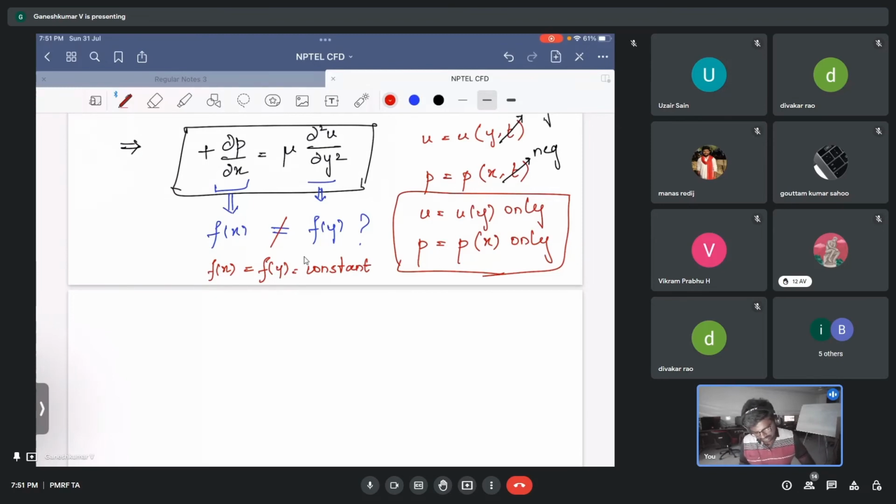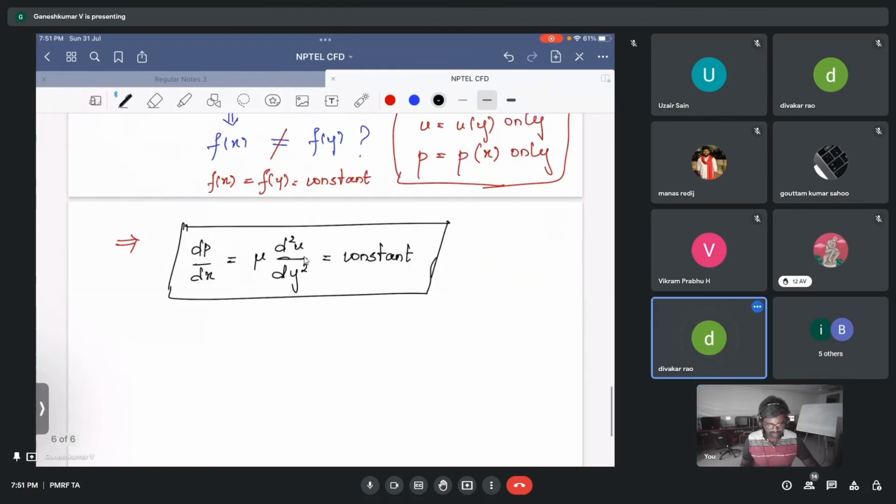So what this clearly tells is our equation becomes more simplified. We can write it as an ordinary differential equation. It is going to be dp/dx, which is equal to μ d²u/dy², and it is going to be a constant. It is equal to some constant. We don't know that constant yet. Okay, is this clear?